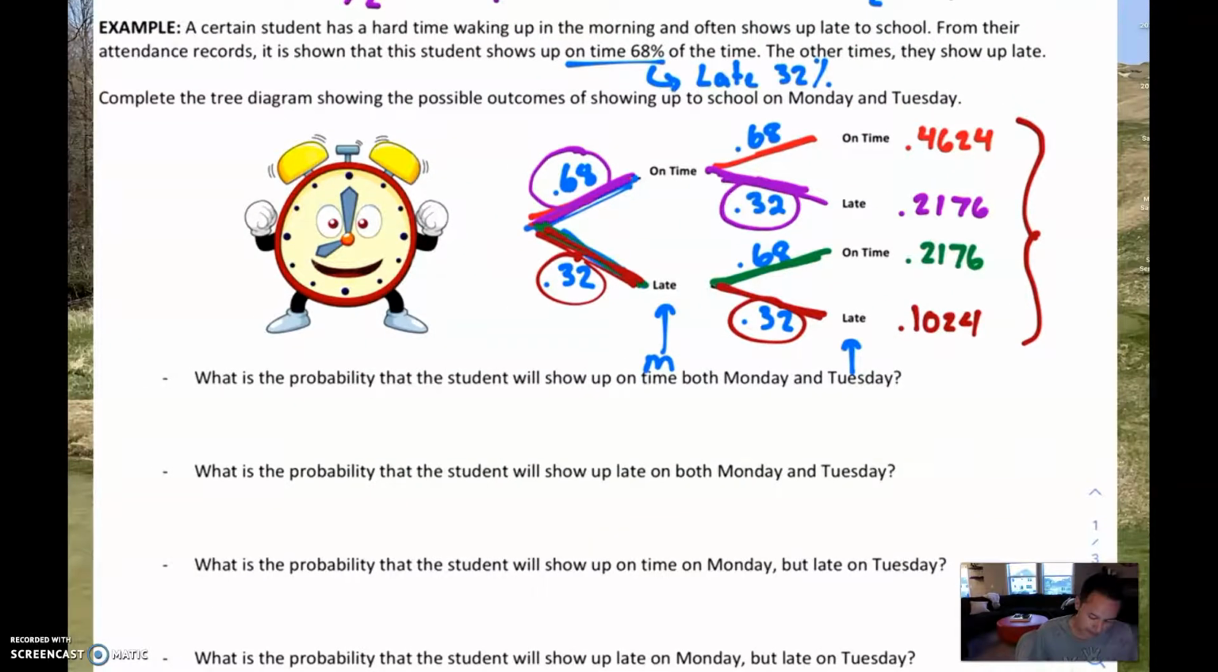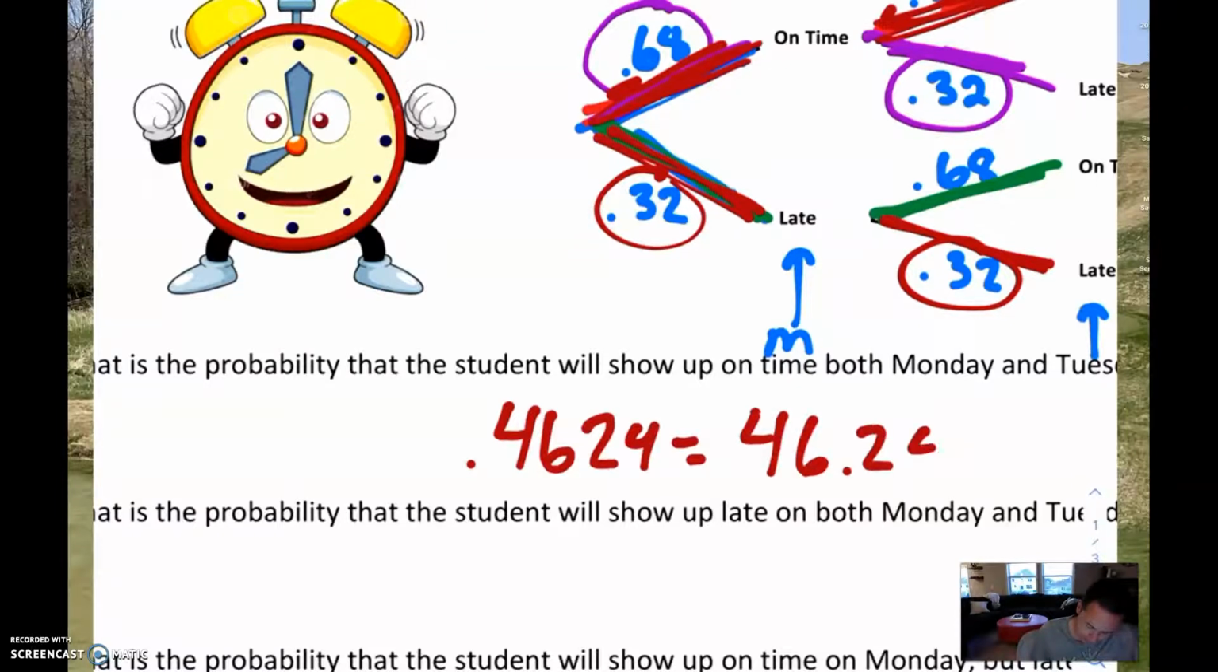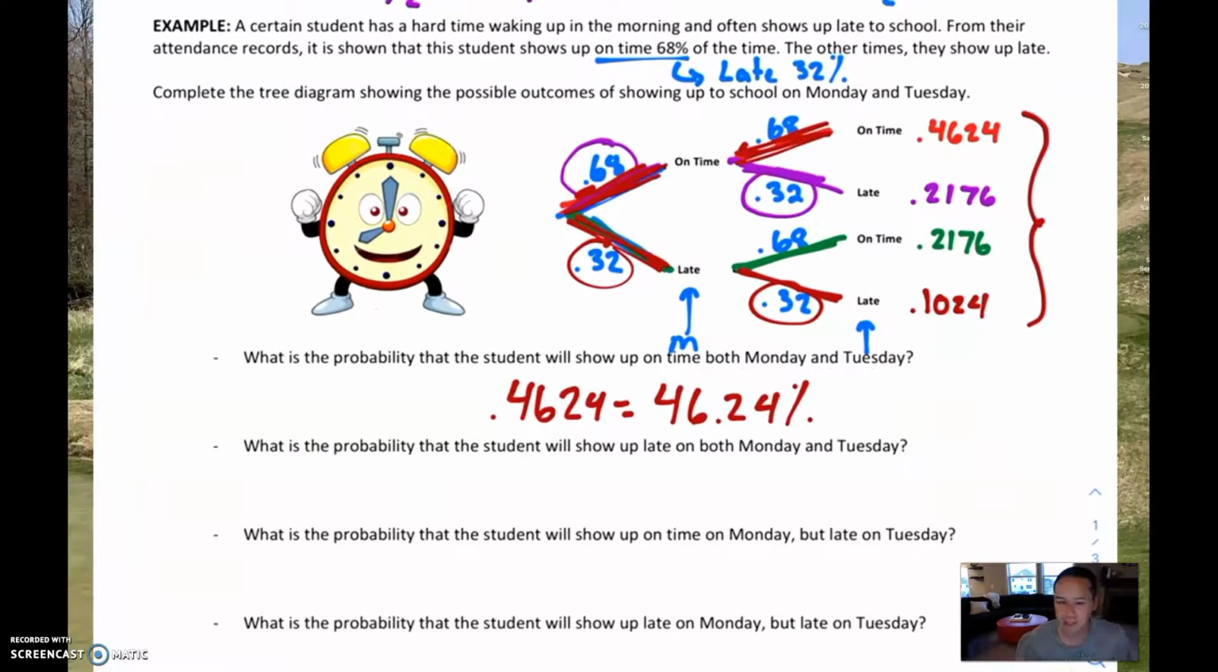What's the probability that the student will show up on time both Monday and Tuesday? Well, they have to be on time Monday and they have to be on time on Tuesday. That is this one right there. So 0.4624, which is 46.24%. About half the time, they're going to be on time both Monday and Tuesday.